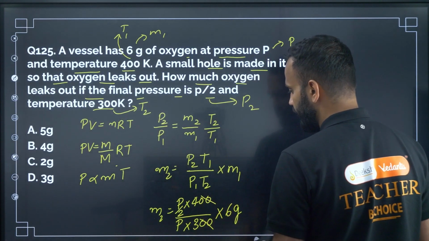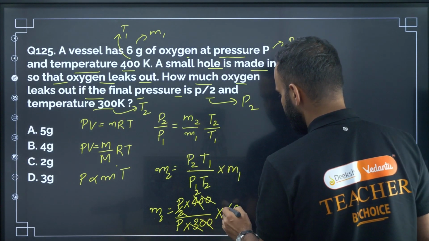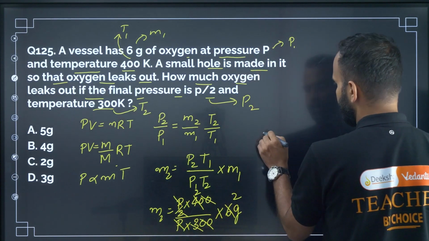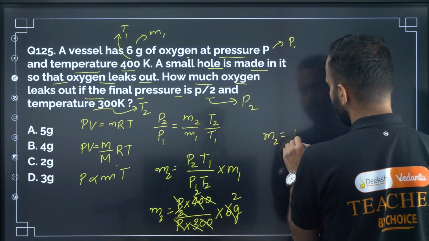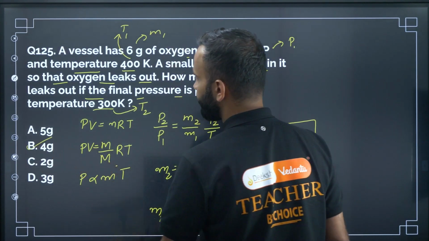Now 100 will get cancelled, right? 2 2s are 4. So 3 2s are 6, isn't it? P will also get cancelled. Finally M2 is equal to 4 gram. So the correct option is B.